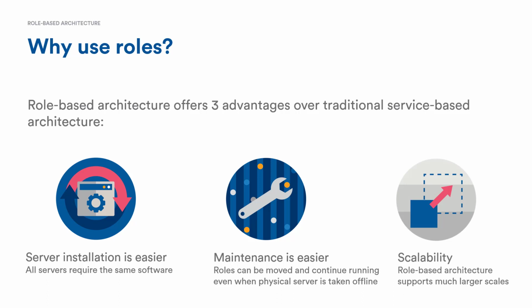And 3, scalability. What we're really describing here is the underlying architecture for any large grid computing or cloud computing platform. Most massive cloud computing systems are made up of many individual servers, all running the same software and configured to work together. Well, that's what role-based architecture does too. We just use different terminology. This is an architecture that supports much larger scales than the traditional service-based architectures.